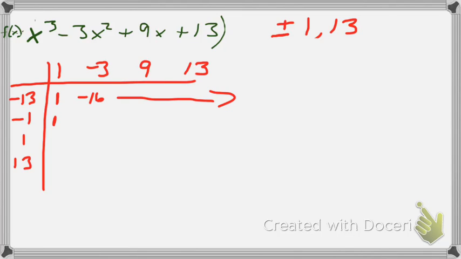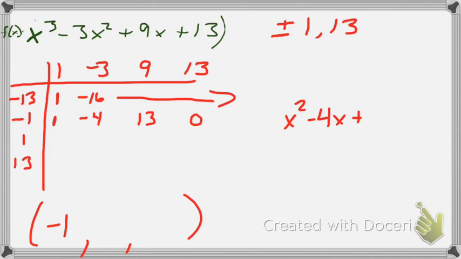-1 times 1 is -1 plus -3 is -4. -1 times -4 is 4 plus 9 is 13. -1 times 13 is -13 plus 13. There we go. One-third of the mystery solved. We take what's left, the leftovers, and we put them into a quadratic.